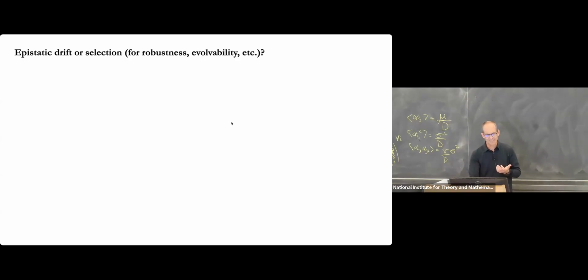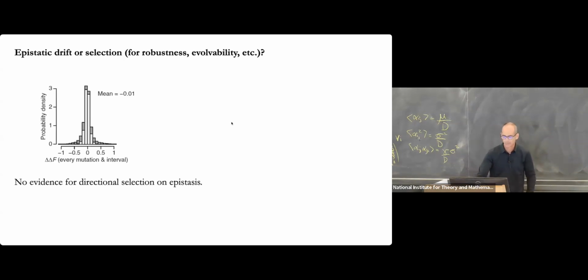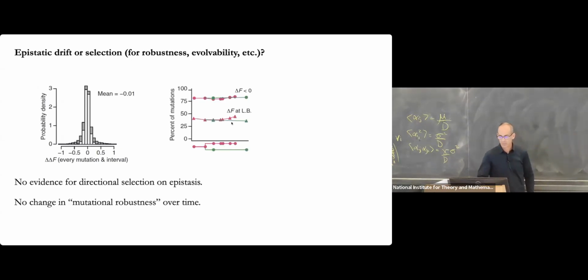So what's causing this epistatic change? Does it show signs of selection or drift? By selection, could these epistatic modifications reflect selection for robustness to mutation or evolvability or some such thing? So there's no evidence for any directional selection on changes in mutation effect. The mean is almost exactly 0. If we look at the percent of mutations that are deleterious or completely destructive, that does not change over time. So there's no apparent change in the protein's mutational robustness over time.